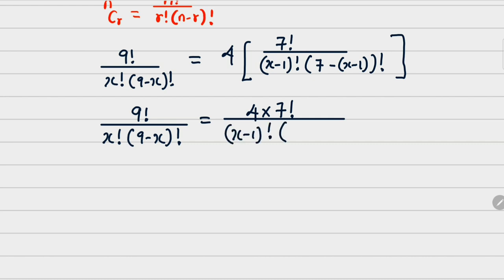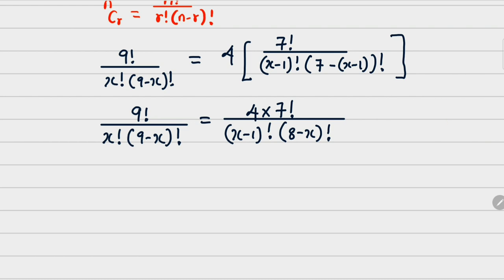Then minus, now check this out. You have 7 minus x minus 1. All right, sorry for that. This is going to be 7 minus x, then we have plus 1, which will be 8 minus x. So this is going to be 8 minus x factorial.